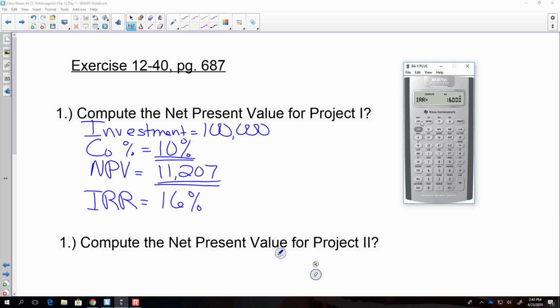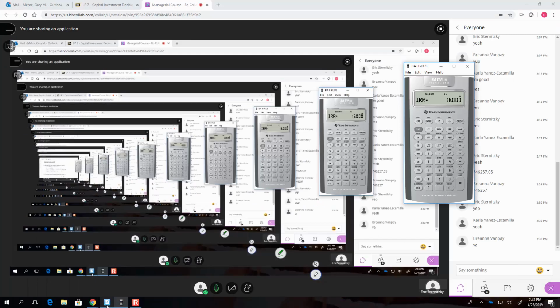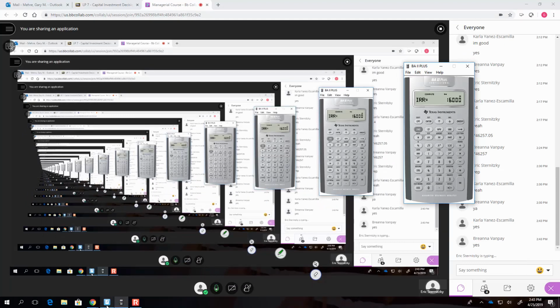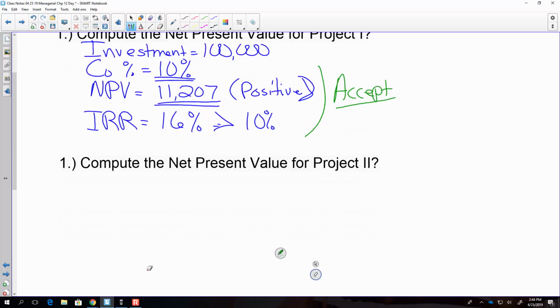So would we accept project 1, looking at the net present value and internal rate of return? Yes, they give us the same answer, right? We have a positive number for net present value. We have this internal rate of return greater than the 10%. Both of these computations give us the accept answer, I guess you could say. Guys at home, that look good? I'm not moving too fast, I hope. If you got it, I'm assuming I'm not. Let me know, guys. Let's do project 2 right away.